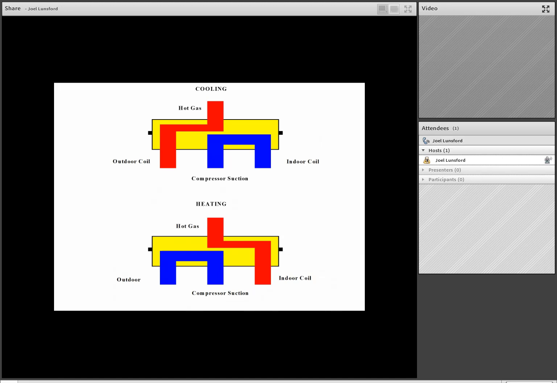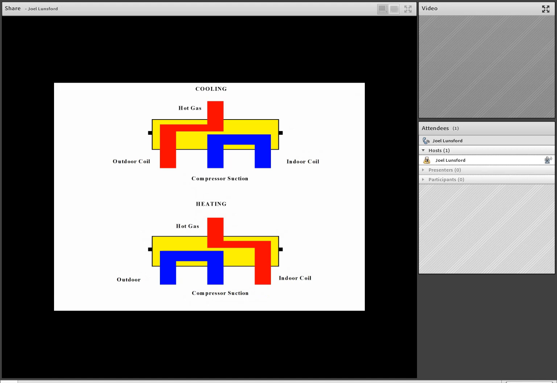It could be a piston or a TXV. We then evaporate that liquid inside the indoor coil in the cooling mode, and then the cool gas comes back to the reversing valve. It loops through the reversing valve and back to the compressor suction in the cooling mode.